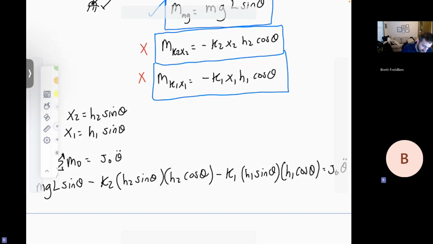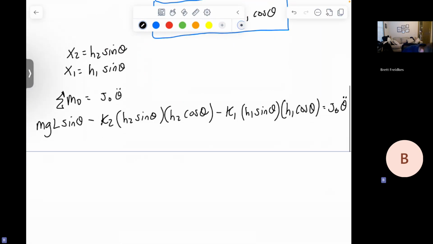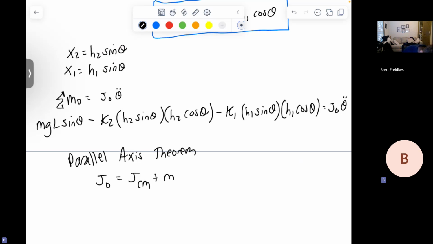But now I need to find J naught. So J naught, this is some arbitrary point. It is not located at the center of mass of the system, so we have to use the parallel axis theorem. Which says that the mass moment of inertia about any point is going to be the mass moment of inertia about the center of mass plus that mass times how far away that mass is from the point O.